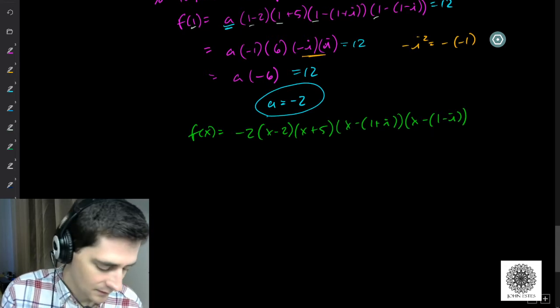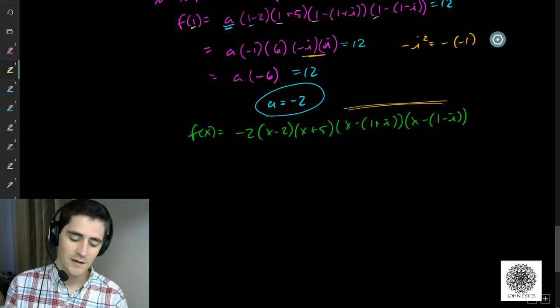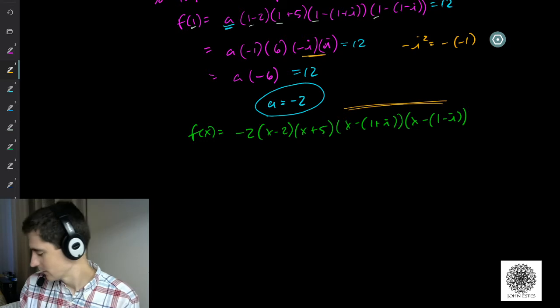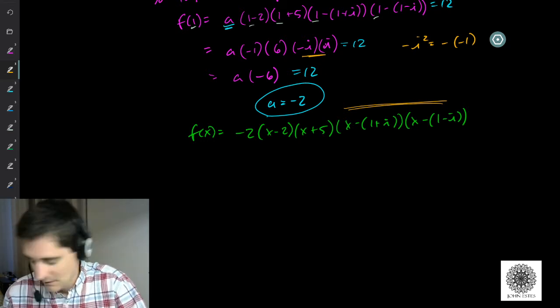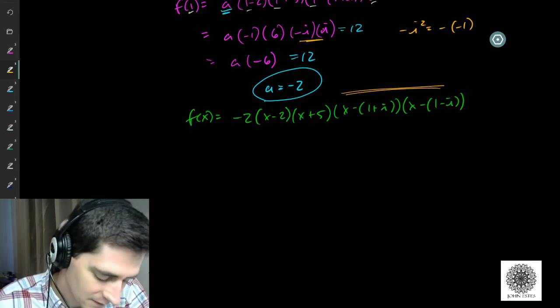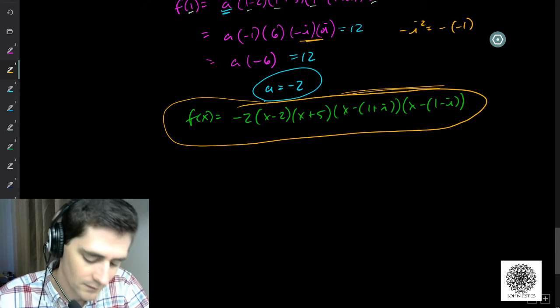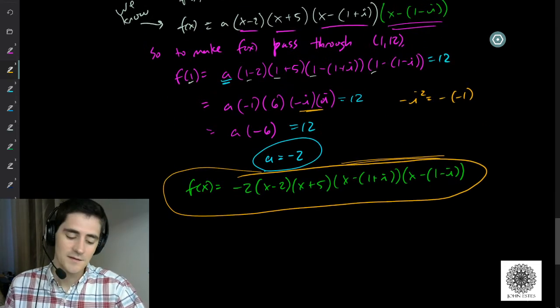But I could multiply these two together, and hopefully when I multiply two conjugates together, I'll get just a real number expression. But you know what? For the time being, I think we're good here. So there's our polynomial. Okay, I hope this makes sense, guys.